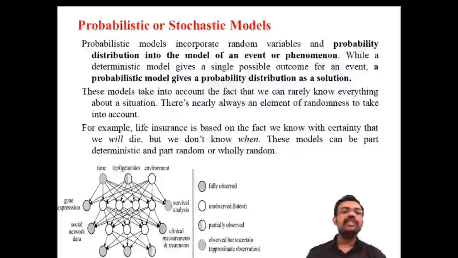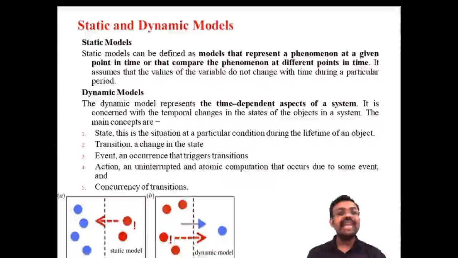There's another one, the probabilistic or the stochastic model. And another one is the static and dynamic model. One of the important categories of the model used for decision making is the static model and the dynamic model. The static model represents the phenomenon at a given point of time. That means importance is given at the given point of time, but it can compare the phenomenon at a different point of time. Suppose an economic crisis happened at a given point of time. We can compare this economic crisis with the previous years.